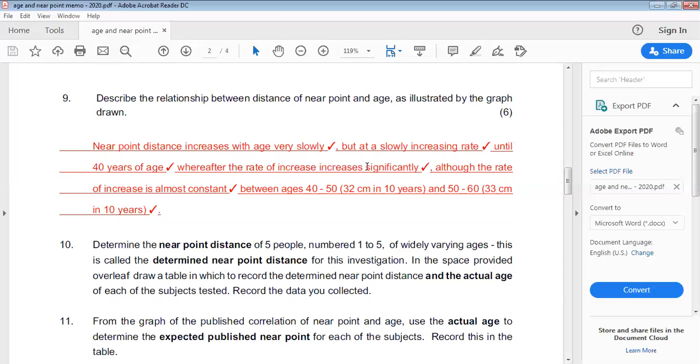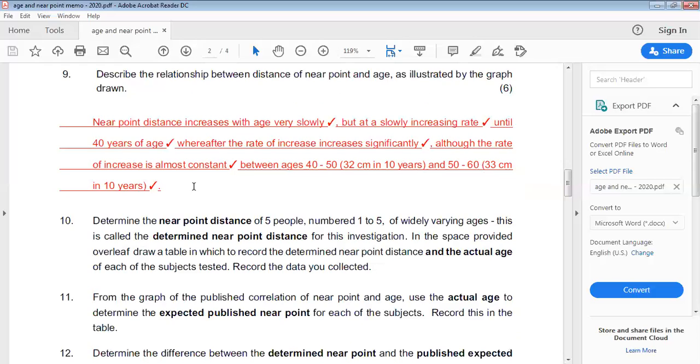And this is a strange concept. It just means that the line is getting steeper. So the rate of increase, which is the line, increases significantly. In other words, it starts to get much steeper. Although in fact the increase in rate is almost constant, because between ages 40 and 50 it increases by 32 centimeters in 10 years, and between 50 and 60 it increases by 33 centimeters in 10 years. I hope these figures are correct. Tejo will attest to the fact that my arithmetic is absolutely appalling.